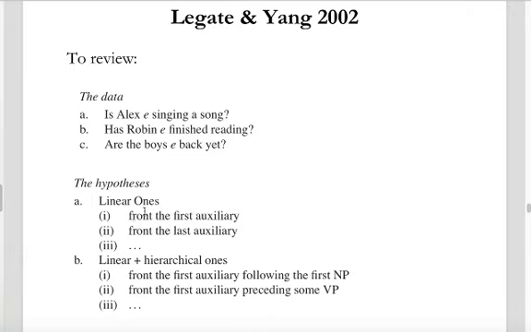So here's some linear ones. From sentences like this, you could get front the first auxiliary. You could get front the last auxiliary. You could get front all of the auxiliaries or something like that.